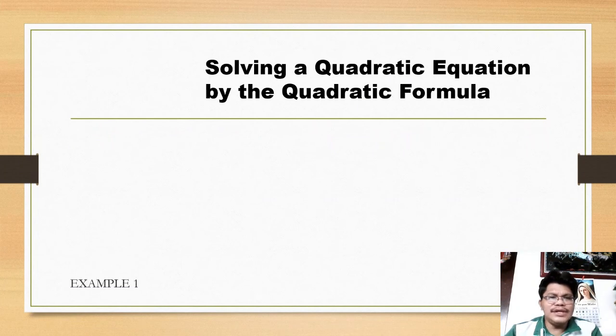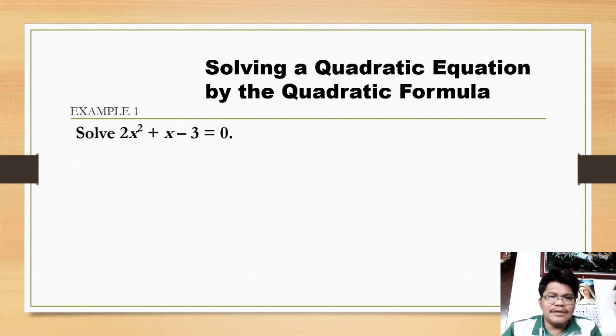So, let us now proceed to example number 1. 2x squared plus x minus 3 equals 0. Now, to solve this equation by the quadratic formula, see to it that our quadratic equation is in standard form. Why? Because of the value of a, the value of b, and the value of c. Now, this equation is already in standard form. What do you think is the value of a? The value of a equals 2, the value of b equals 1, and the value of c equals negative 3.